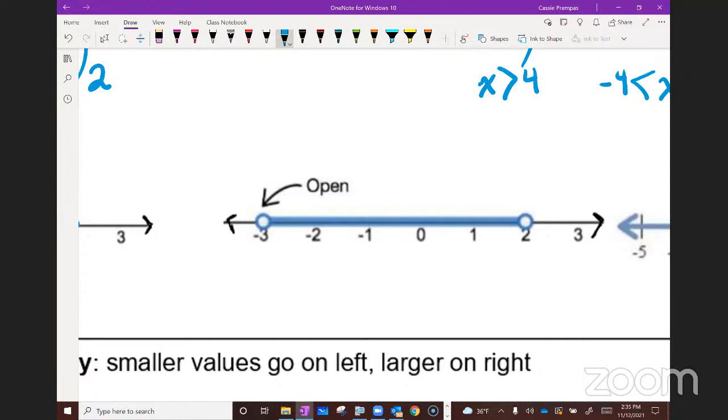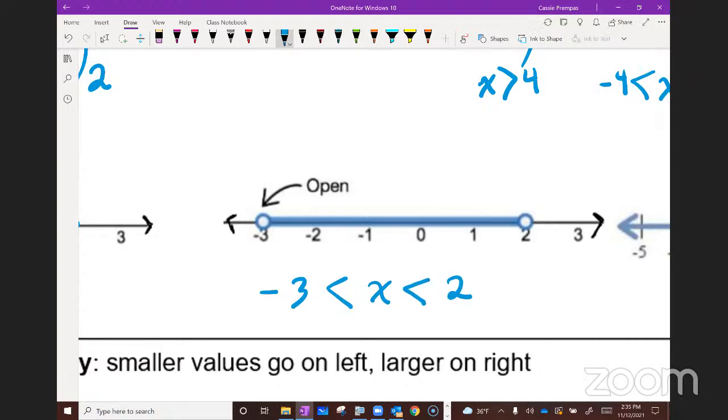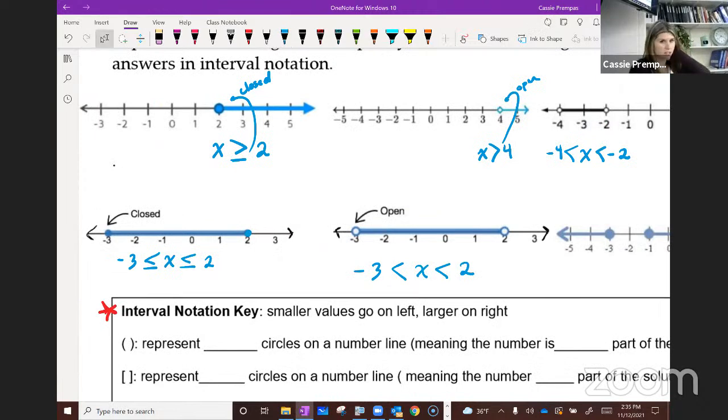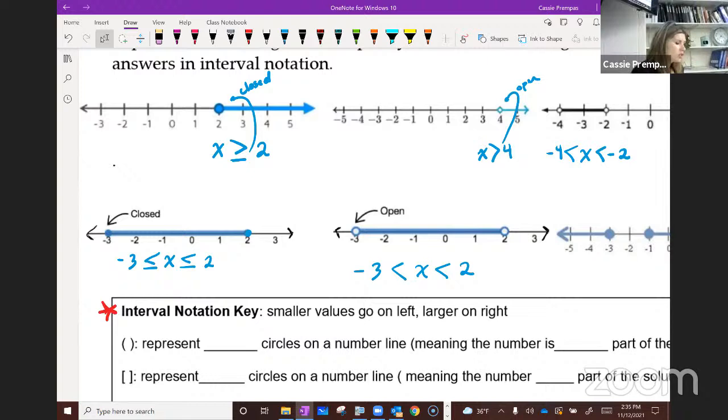Okay, so it would be -3 is less than x. Good. And it would also have to be less than 2. Nice. Well done. All right, guys, take a look. You should basically have the exact same answer as the one before it, with the exception of no equal bar, because these two are open circles.